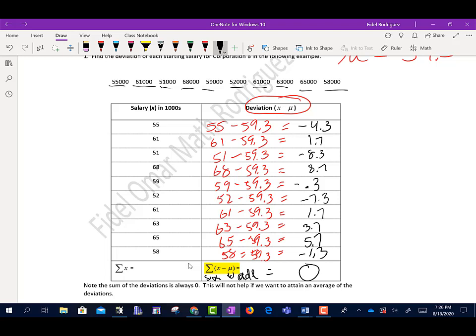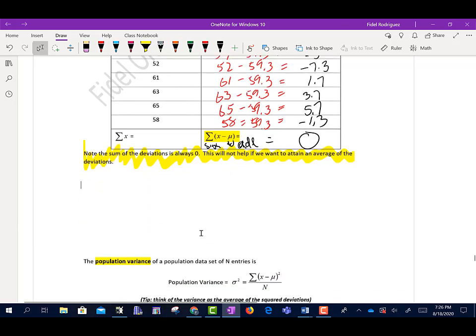We get 0. Okay, and it says right here, note that the sum of the deviations is always going to be 0. And it says this is not going to help if we want to attain an average of the deviation. So we wanted to figure out on average how much each of these salaries changes from the average. How would we do that? And if we add them all up, we end up with 0, right?